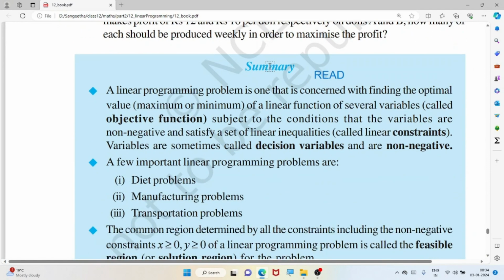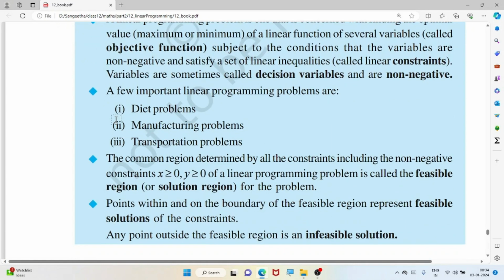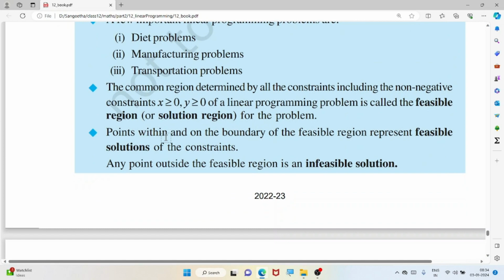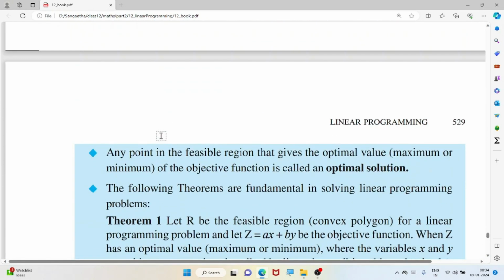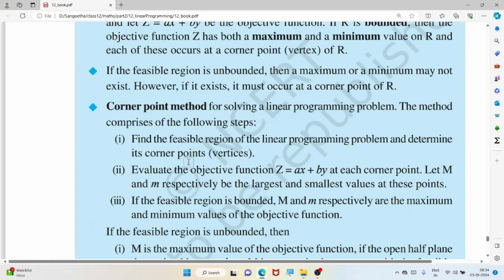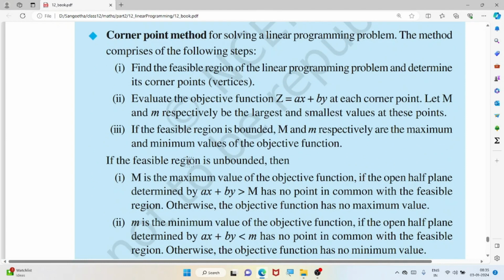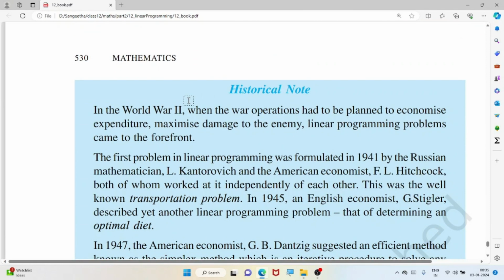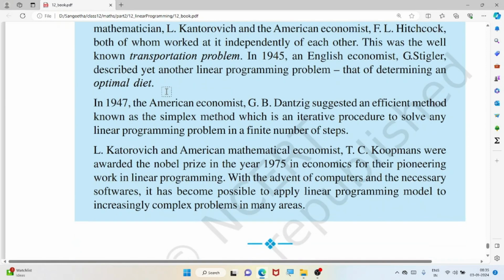Okay, so again each chapter summary is important. Okay, so this will give the overall information within 1 or 2 pages. They summarize the overall information. Okay, these are the definitions: decision variable, constraints, bounded and unbounded region, feasible region, infeasible region, infeasible solution. These are the theorems. Okay, corner point method. So if it has no common point, then no feasible solution. Okay, this is how linear programming was used in World War II. You can go through it.